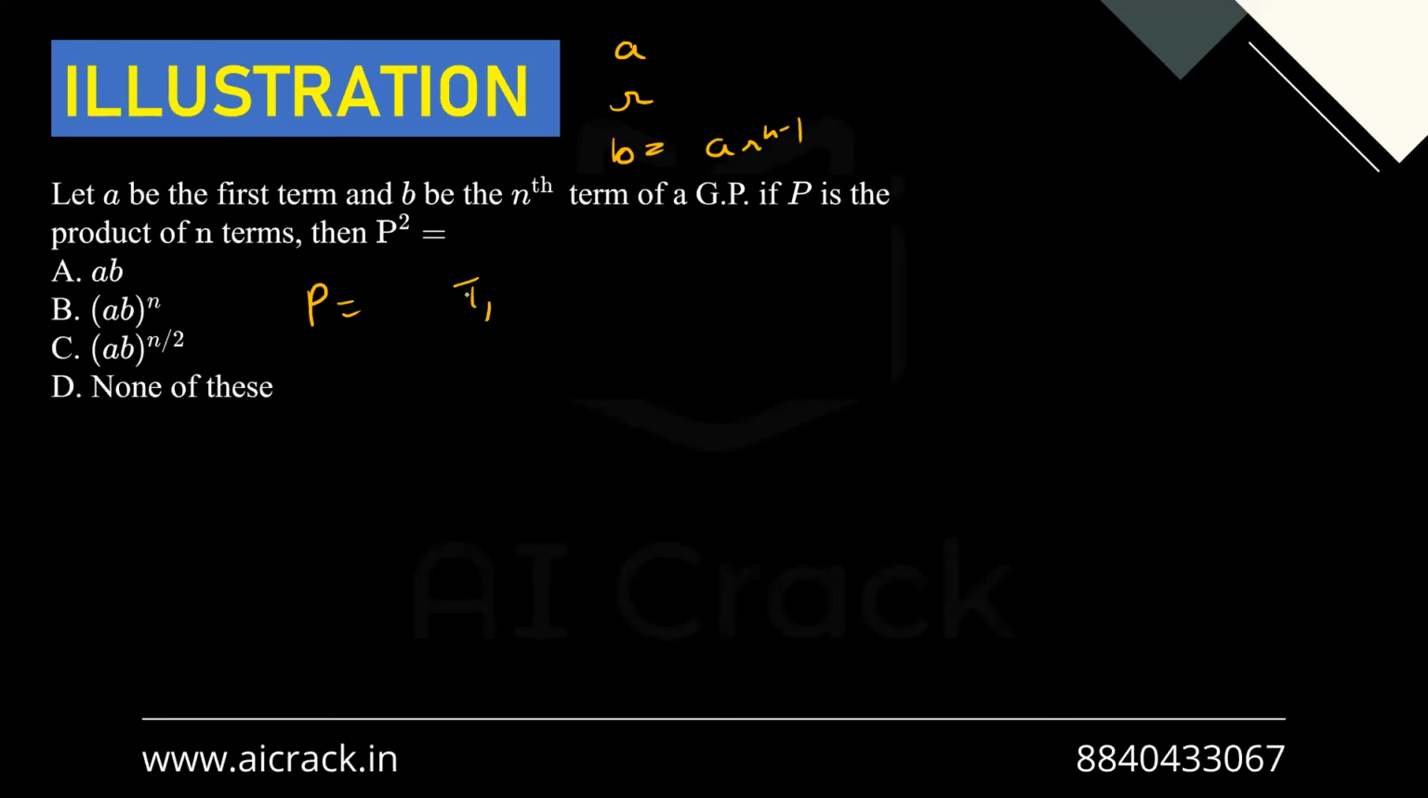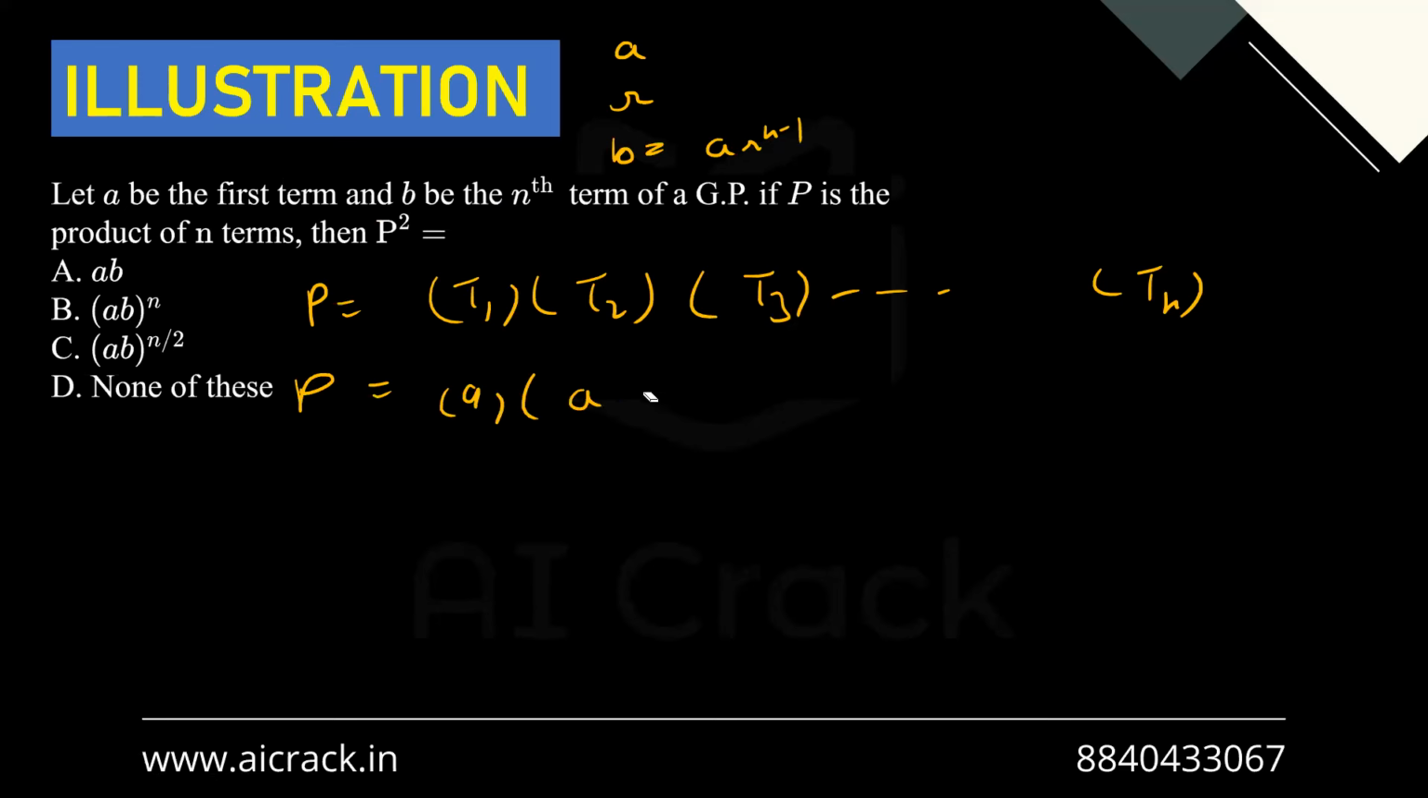So P would be T1 multiplied by T2 multiplied by T3, till Tn. Right. So P equals, what is T1? T1 is A. What is T2? T2 is AR. What is T3? T3 is AR square, till, what is Tn? AR raised to the power n minus 1, right? Now what do we have to find? We have to find P square. Now let's write P once again, but in reverse order, right? So I'm writing this end term as the first term over here.